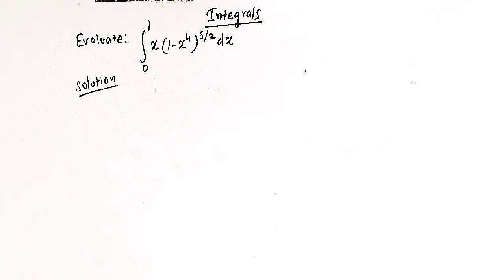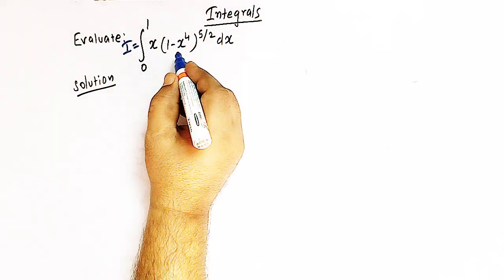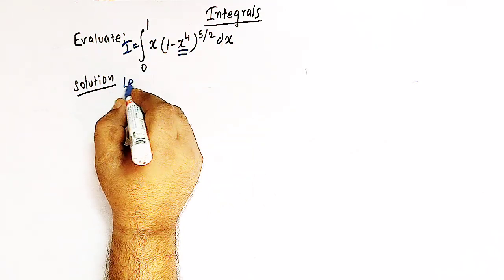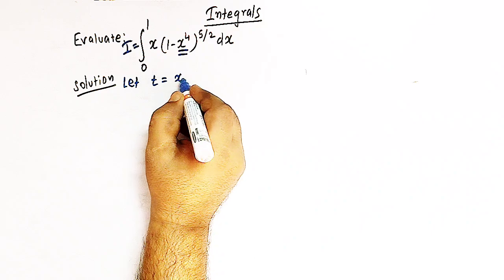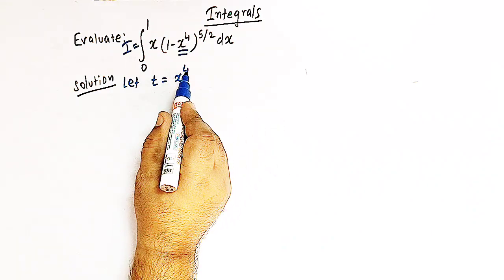So we'll make use of some important results from beta gamma functions to evaluate this integral. So let us first make use of the substitution method, and then we'll apply the different relations or different concepts from beta gamma functions. So let us start. Let us call this integral I, and let us make the substitution t equal to x raised to 4. So here I will take t = x^4.